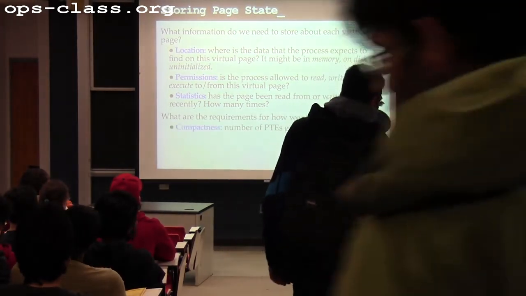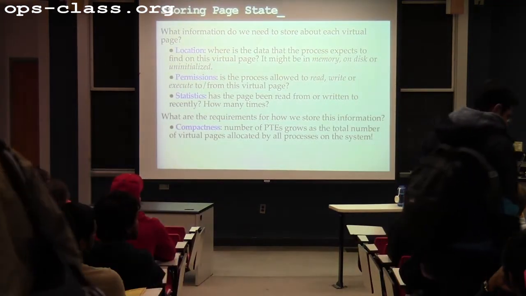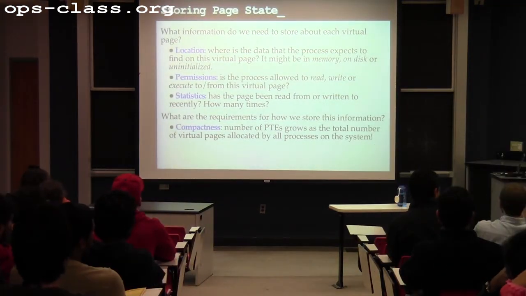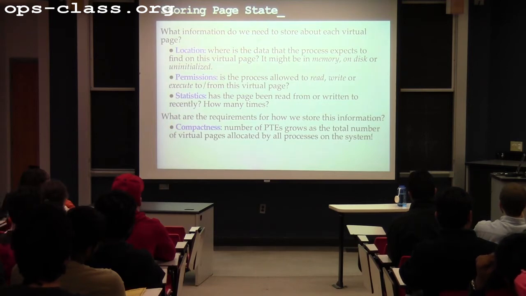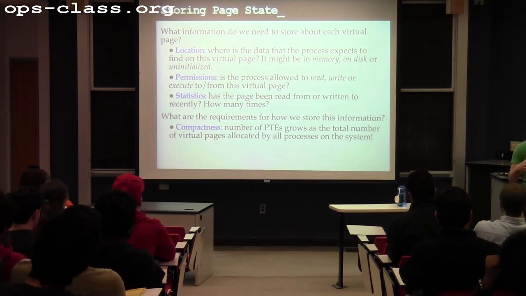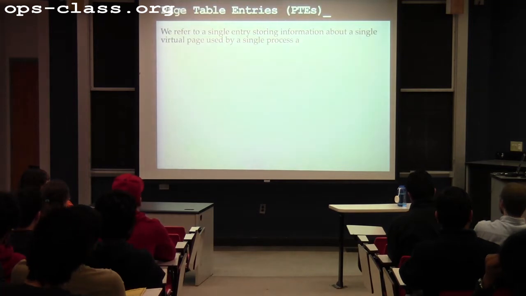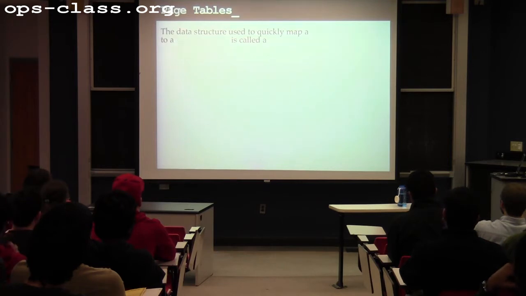And then, we talked about the requirements, which is that we want it to be compact, because the number of page tables grows with the total number of virtual pages allocated by every process on the system, right? So this can get very, very big. This is not bounded by memory, right? This is bounded by the total amount of virtual memory allocated by all processes, because every virtual page needs to have a page table entry. All right, I just gave that away, page table entry.